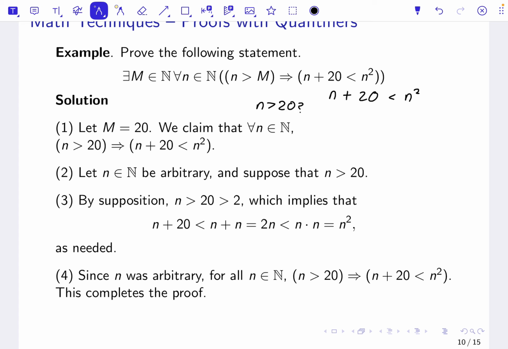I want n to be greater than 20 because that would give us n plus 20 would be less than n plus n, which would be equal to 2n, which is something that is much easier to compare with n squared than n plus 20.